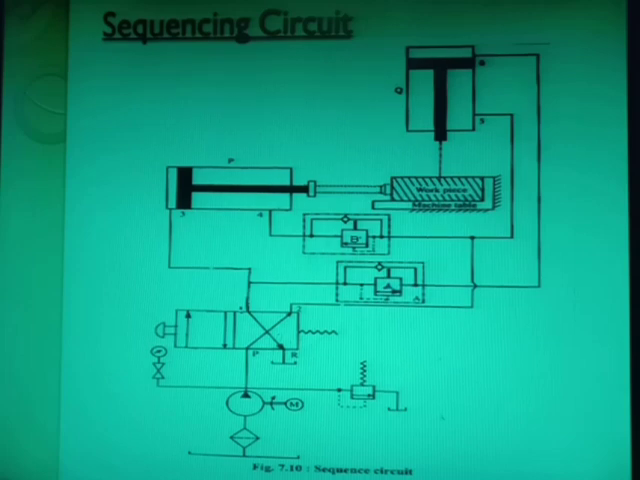The fourth circuit which we finished is the sequencing circuit. You know that we have taken one example.